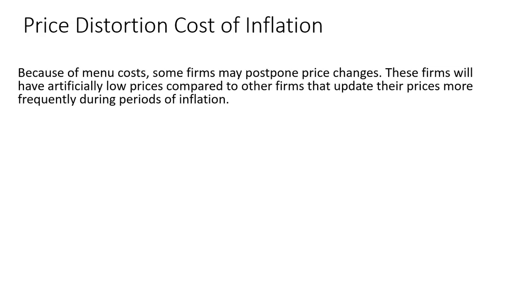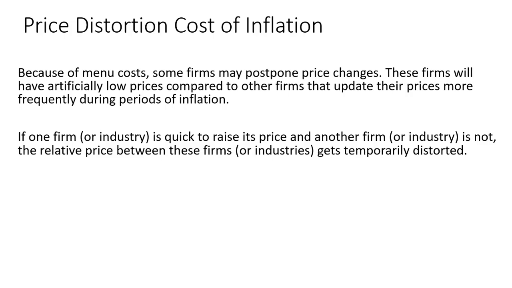There are price distortion costs owing to inflation. Because of menu costs, some firms may postpone price changes. These firms will have artificially low prices compared to other firms that update their prices more frequently during periods of inflation. If one firm or industry is quick to raise its price and another firm or industry is not, the relative price between these firms or industries gets temporarily distorted.